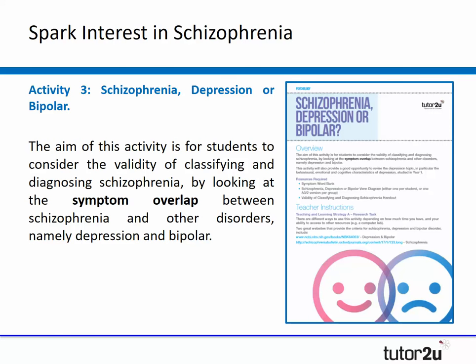The third activity that I mentioned in yesterday's webinar is called Schizophrenia, Depression or Bipolar. And this is a really nice activity. It could take quite a long time, maybe over the course of a whole lesson, and there's a lot you can draw from this activity. The aim of this activity is to look at what's called symptom overlap between schizophrenia and other disorders, in particular things like depression and bipolar.